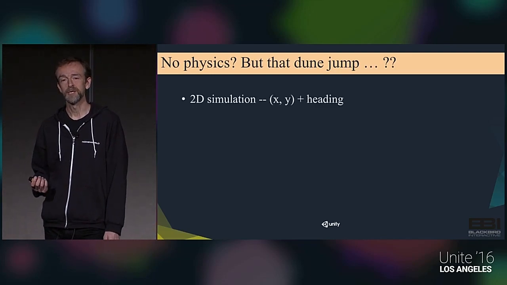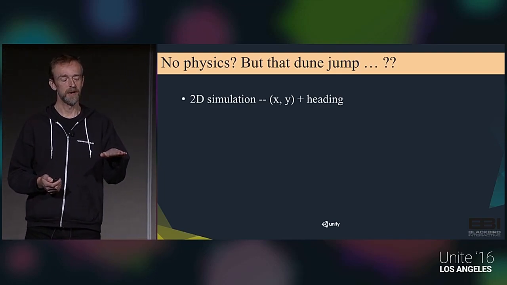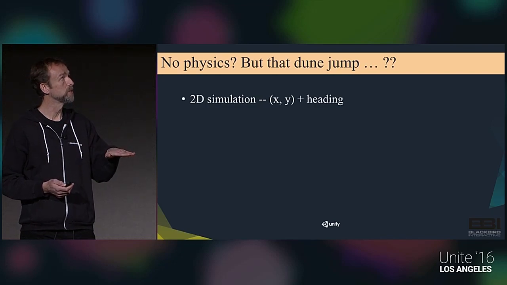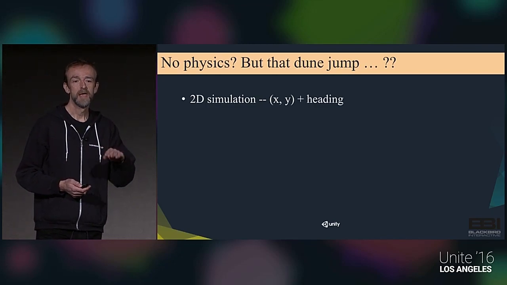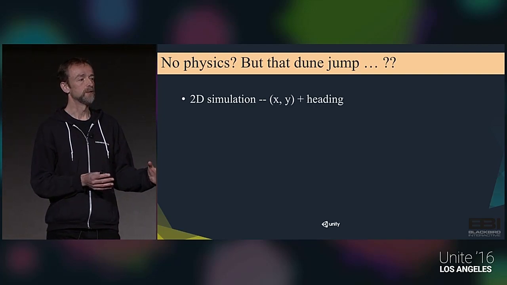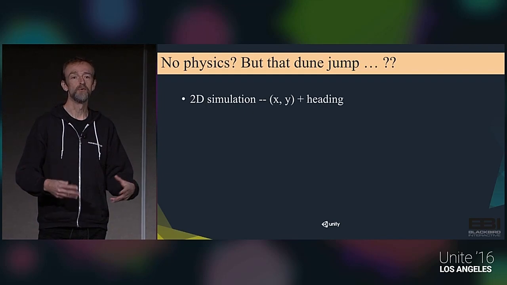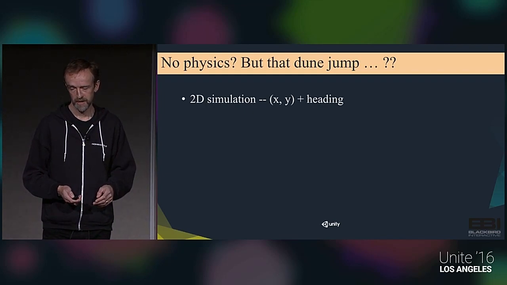So what we actually did is our game is a 2D simulation. Every unit has a position on the map, an XY position, and a current heading. And we had a bunch of vehicle physics that runs in 2D and understands drifting and acceleration and deceleration, and it can actually have a pretty rich two-dimensional model of unit movement.